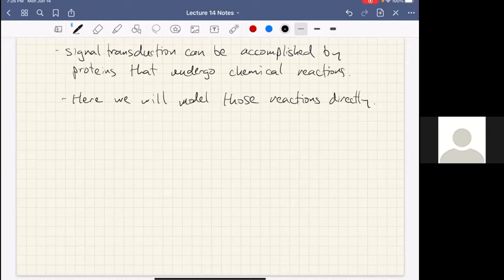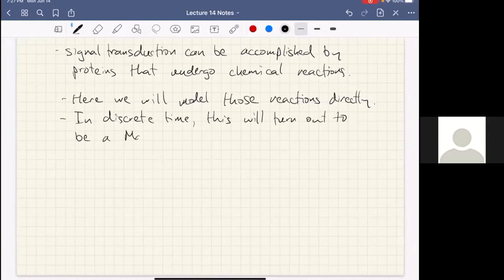We've already developed the machinery we need to analyze these in discrete time, actually in both discrete and continuous time, but if you like working in discrete time, this will turn out to be just a Markov chain. So that's where we're going. In order to get there, we're going to consider a specific example, and that specific example is the cyclic AMP receptor.